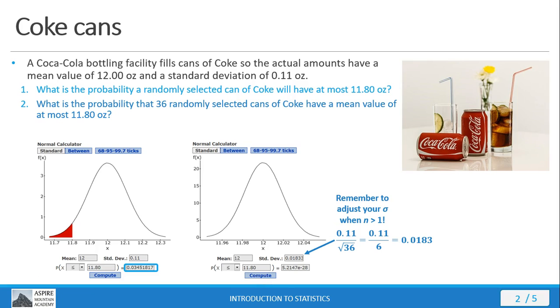So it's practically certain that it's not going to happen. Okay, it's practically certain that 36 randomly selected cans of Coke will not have a mean value of at most 11.8.